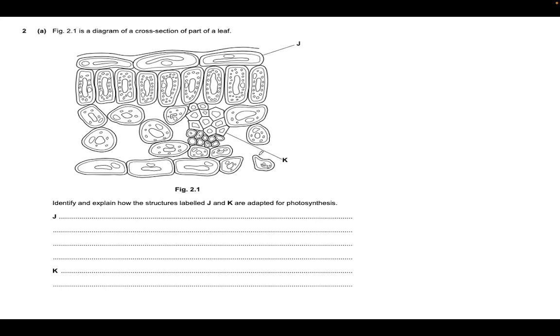Okay. If we talk about K, these ones are xylem. Well, how are they adapted? The extension means they are thin and transparent to allow light to enter on the palisade cell. That's J, which is our upper epidermis. These are palisade, spongy. Now here we have our xylem.